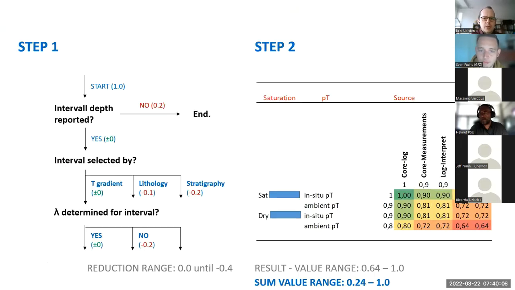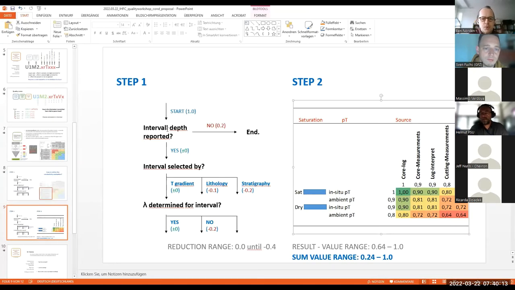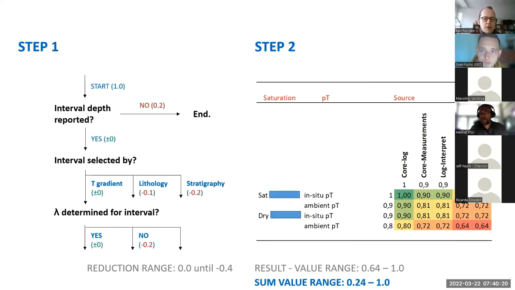we need to clarify: is it homogeneous or not? Because if it is not, we should have some information about the heterogeneity in this interval. But this is hard to estimate based on the published data so far. So if you want to have an idea of the quality, we end up with this idea.